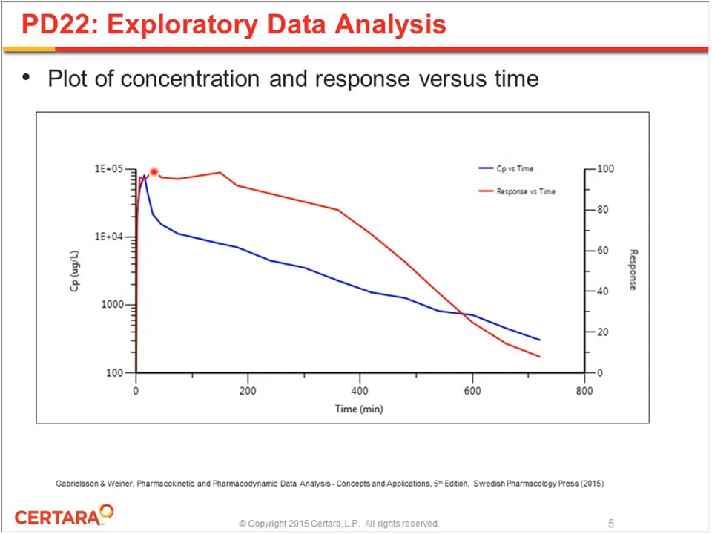The high response values maintain for a while, but then decline and fall more rapidly than the concentration. On a first glimpse, when you compare these two curves, there does not appear to be any relationship between the concentration and the response. So this is the first plot.